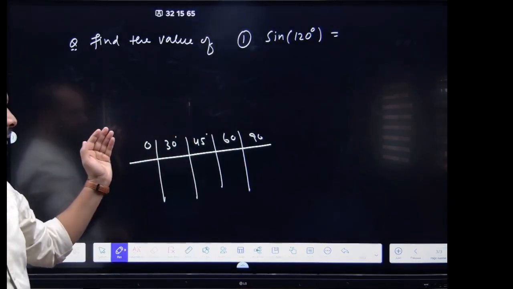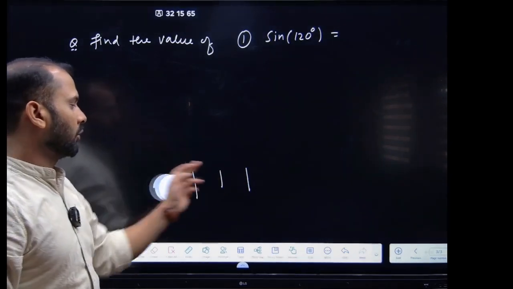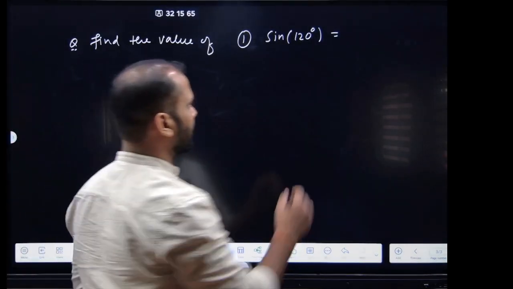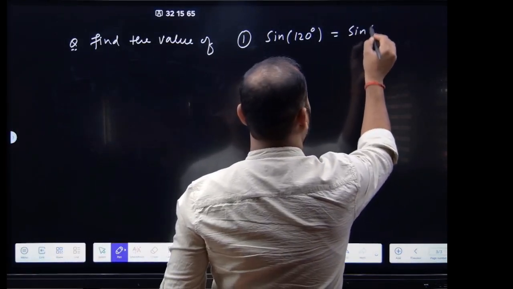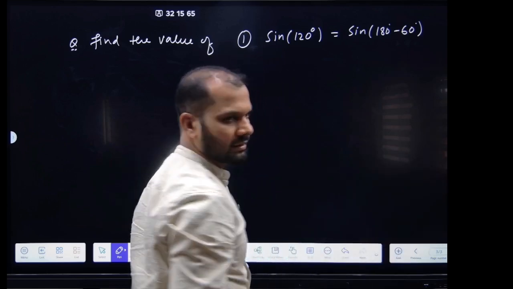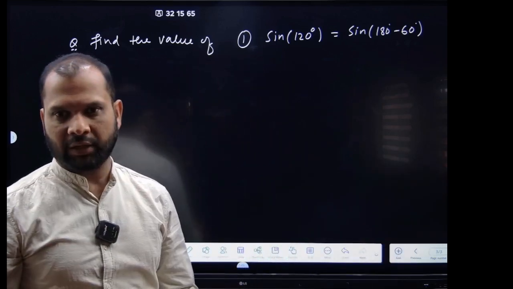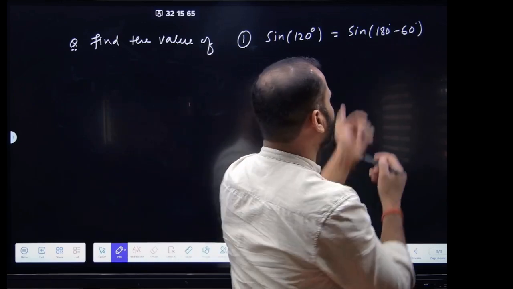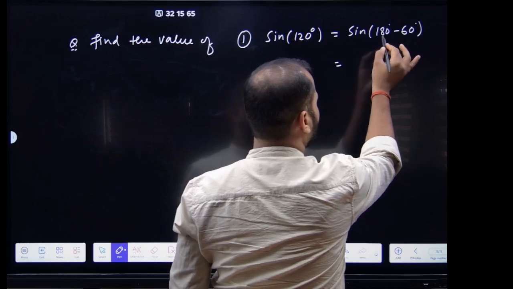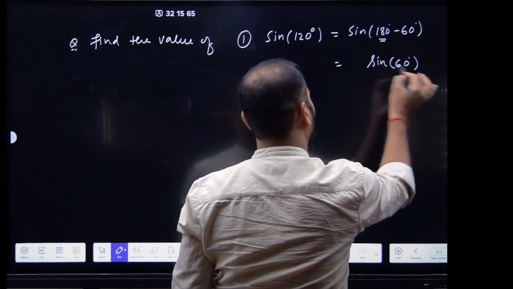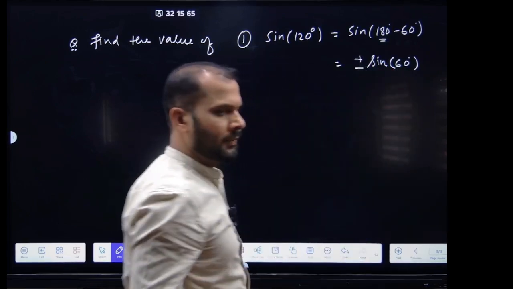So which method did I tell you? If you don't want to change the functions, then you write in terms of 180. So what should I write here? Sine of 180 degree minus 60 degree. Can I write like this? Yes, correct. So, since it is 180, sine will remain sine 60 degree, plus or minus.